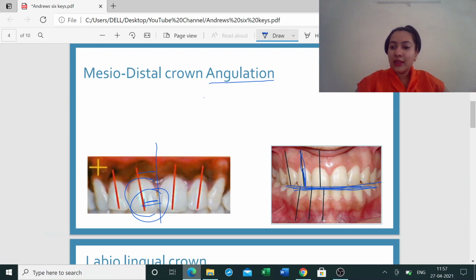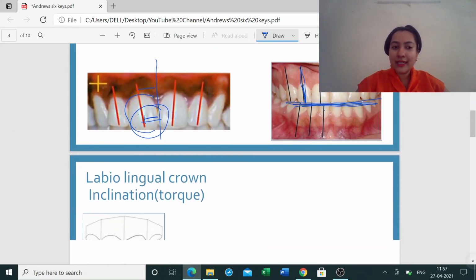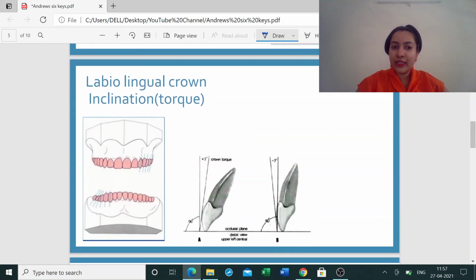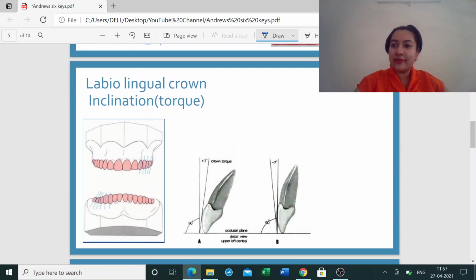Now the next key given by Andrews is labiolingual crown inclination. First was mesiodistal crown angulation, right? Now this is inclination, which is also known as torque. When you do your masters, or maybe you all have heard of terminologies like tip and torque. So labiolingual crown inclination is known as torque.